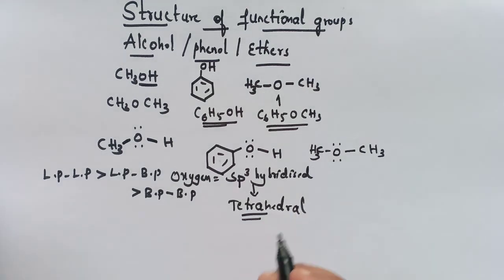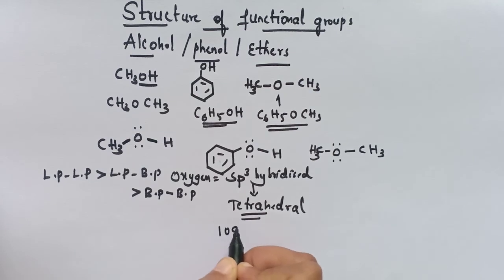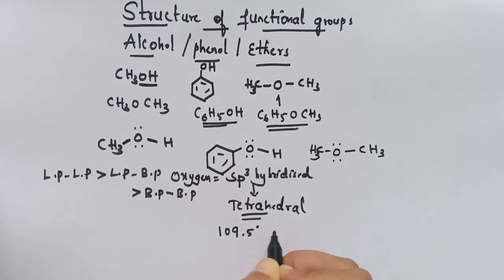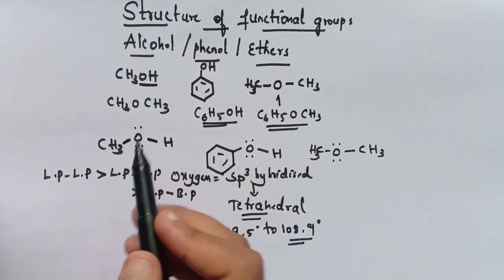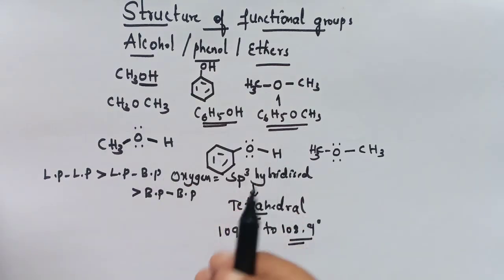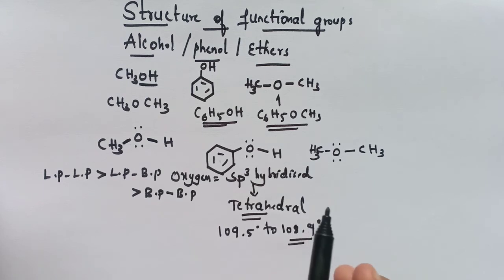something less than that. The tetrahedral angle is 109.5 degrees. It will decrease from 109.5 degrees to 108.9 degrees in methanol due to the presence of the lone pairs of electrons. So the greater the repulsion, the tetrahedral angle, that is 109.5 degrees, decreases to 108.9 degrees.